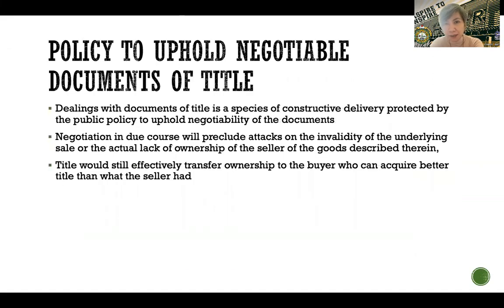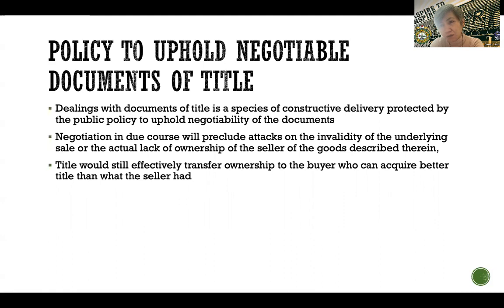So the public policy, guys, is to uphold the negotiability of negotiable documents of title. It is a species of constructive delivery protected by public policy. And negotiation in due course of those negotiable documents of title will preclude attacks on the invalidity of the underlying sale or the actual lack of ownership of the seller of the goods described therein.